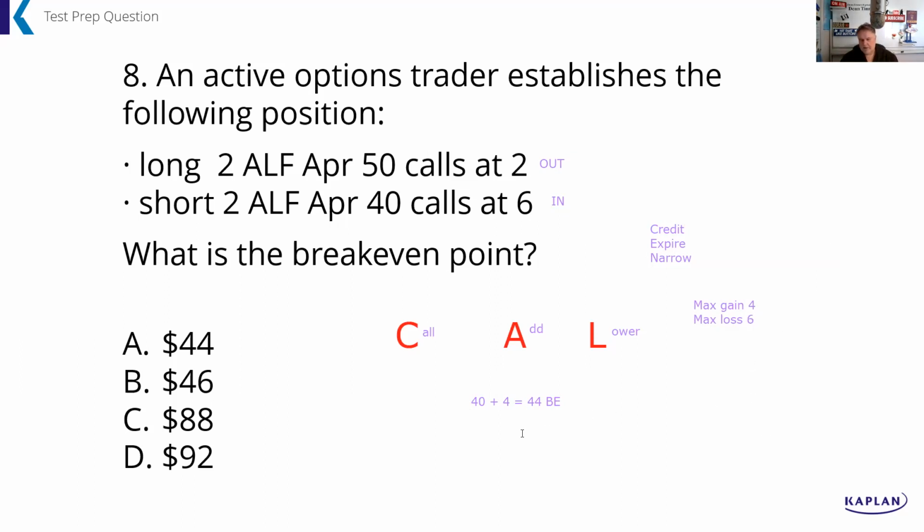And we've got our breakeven. And then the last thing we have to figure out is that this is bearish. And if you do that menu, you've got my guarantee that whatever they want to know, you've got the answer. The question here is, what is the breakeven? And the breakeven is 44.